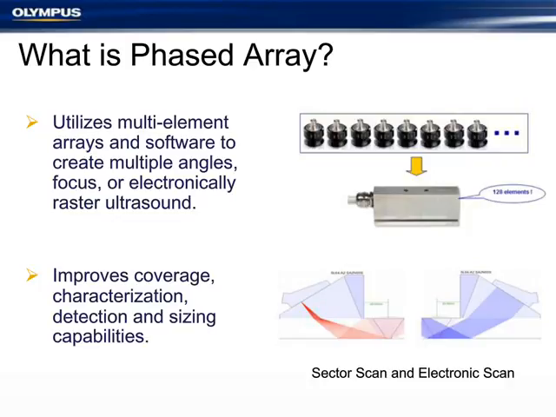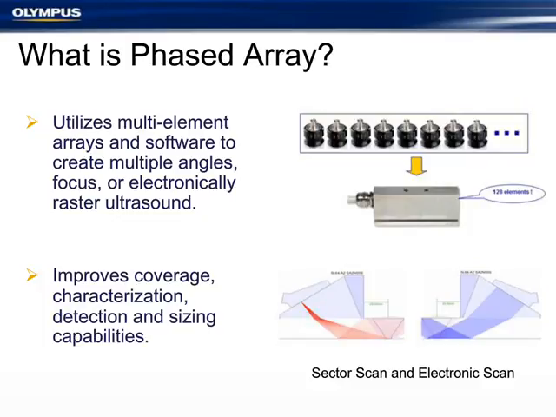So really the goal here is, and we'll look at some of the benefits as we go, but really compared to conventional UT, we can improve the coverage, defect characterization, ability to detect different damage mechanisms, and then improve sizing. So we're making the right call and we're not doing unnecessary repairs.